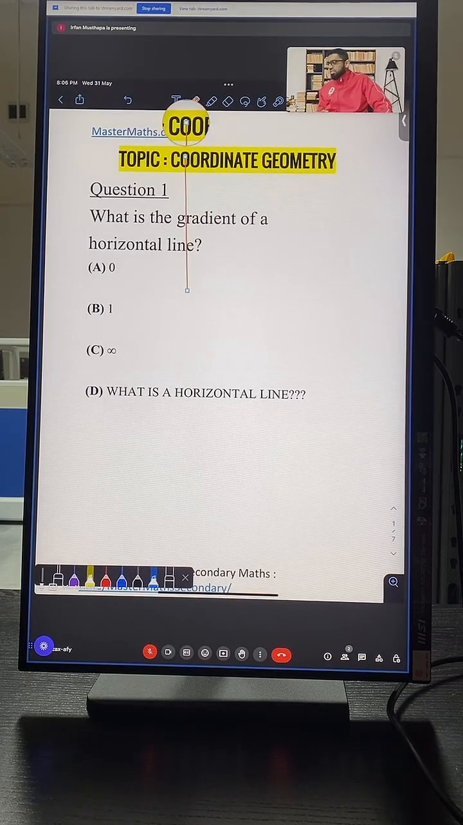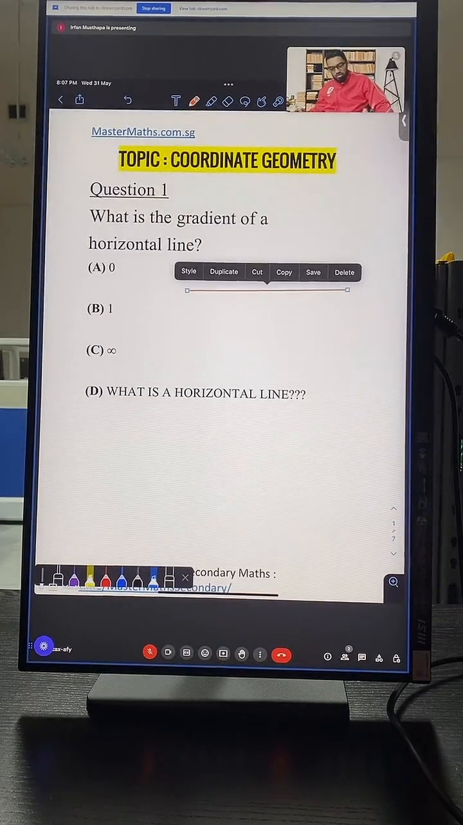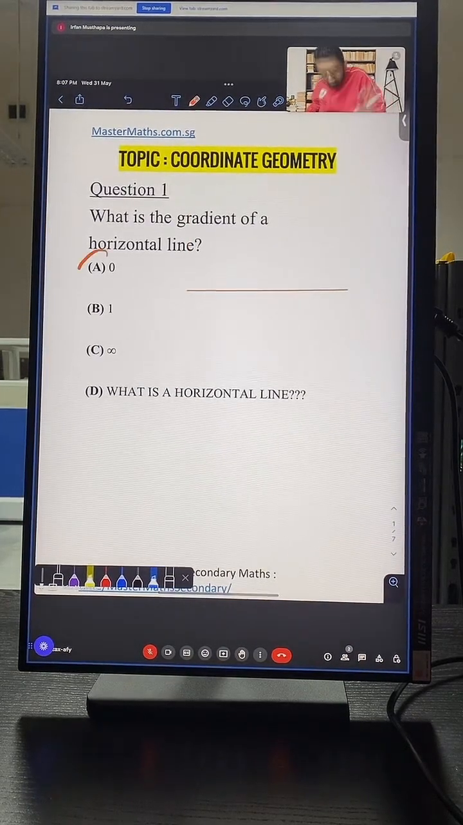You get what I mean? So a vertical line's gradient is infinite, because it's super steep. So, guys, if I have a nice horizontal line, the gradient is nothing but 0.